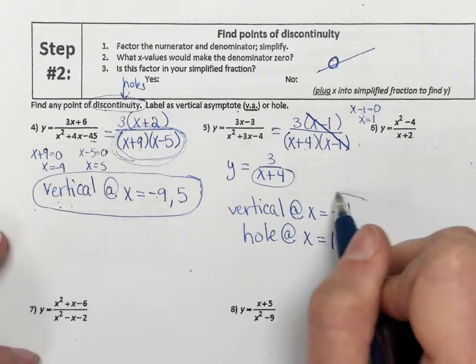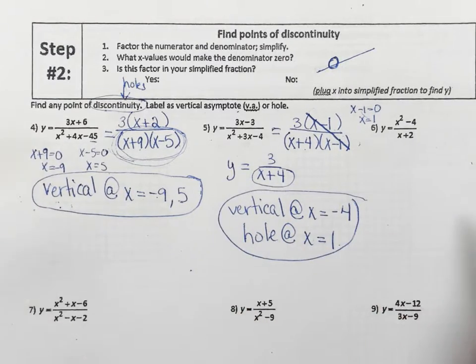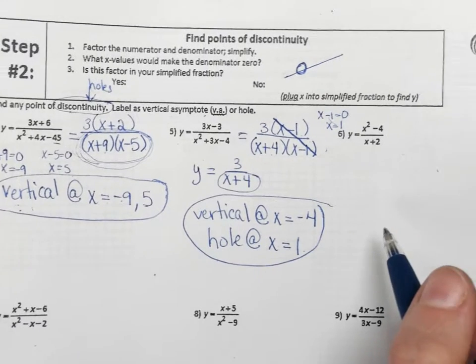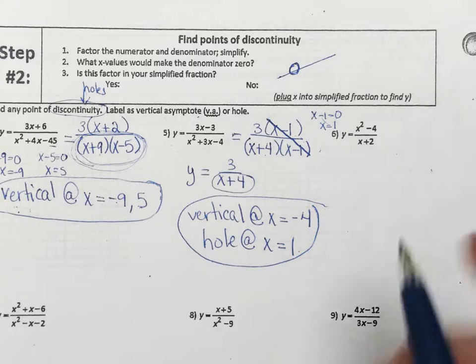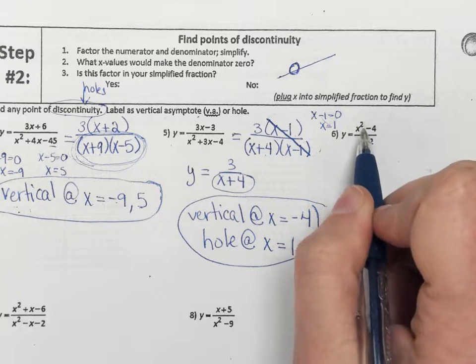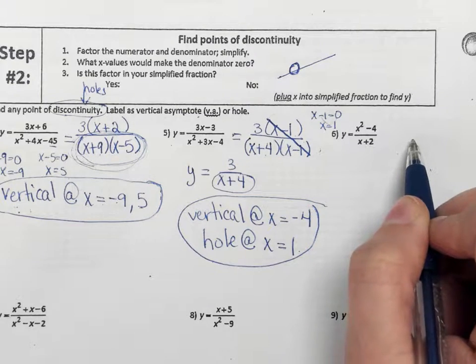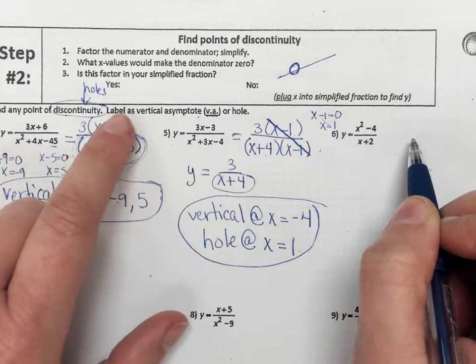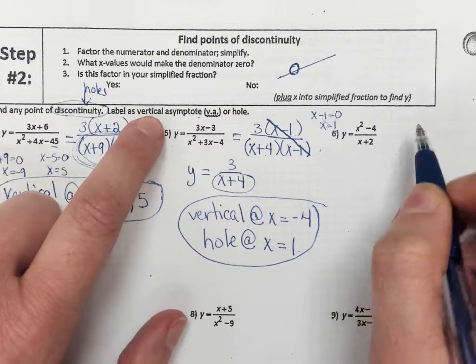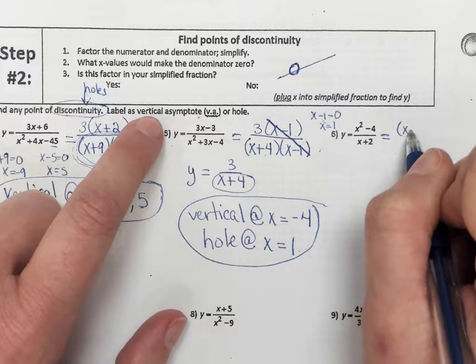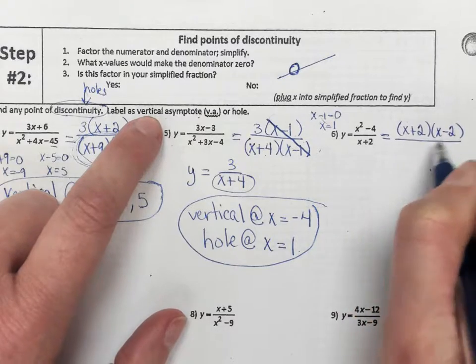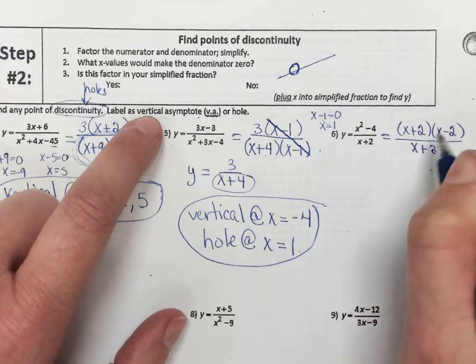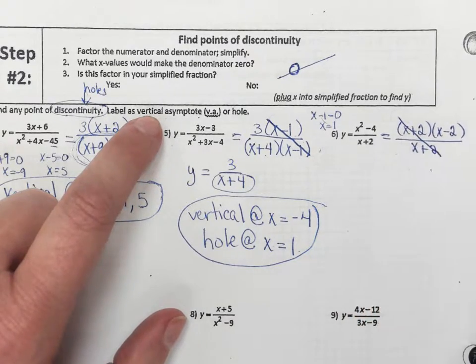Alright, let's look at number 6. Number 6 is the same thing. You've got to see how they factor first. So horizontal is different. If it says horizontal, you're going to say, oh, that's got the biggest exponent on the top, so there's no horizontal. But that's not what these directions said. These directions said vertical asymptotes. So we're going to factor that as x plus 2 and x minus 2 over x plus 2. And look at that, those cancel out.